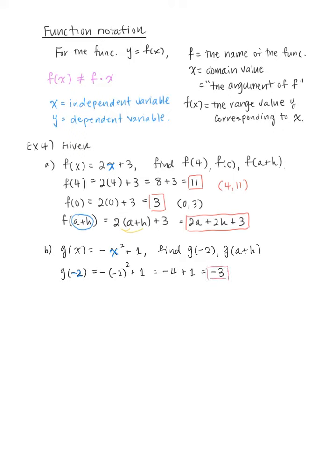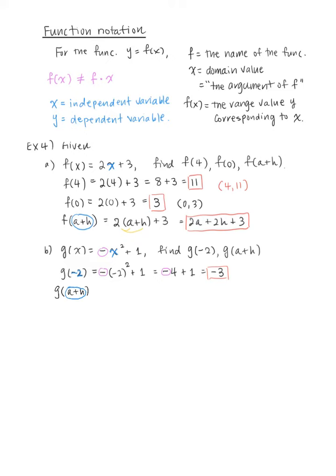So let me see. This negative is here and then also here. Now let's look at g of a plus h. Again, a plus h is one quantity. So wherever you see your x, you're going to replace that with the whole quantity a plus h.